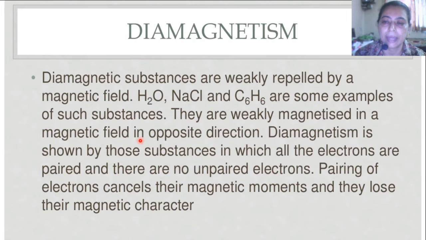You can see the magnetic field, this H2O example. If you count the number of electrons, hydrogen will have 2, oxygen will have 8, total number of electrons will come in even number. NaCl also, sodium 11, chlorine 17. If we add, we will get an even number of electrons. Here also C6H6, carbon 6 multiplied by 6, hydrogen 6 multiplied by 1, and add it, you will get an even number of electrons.